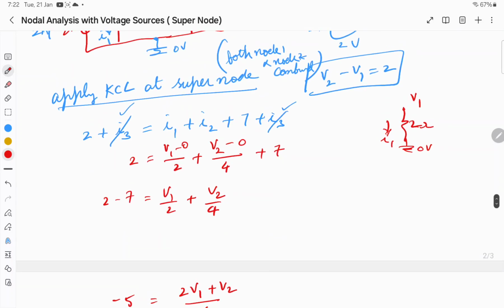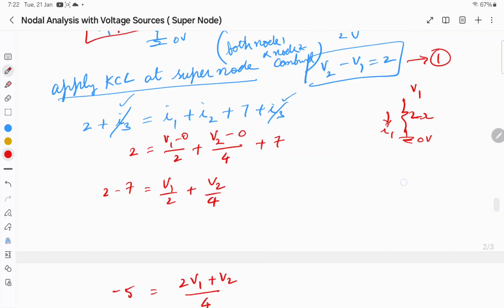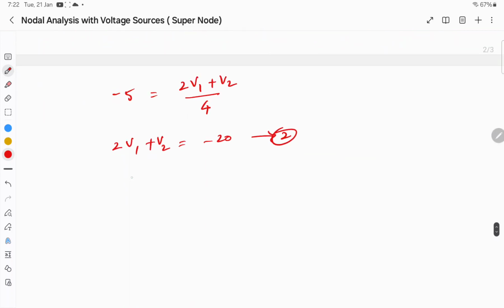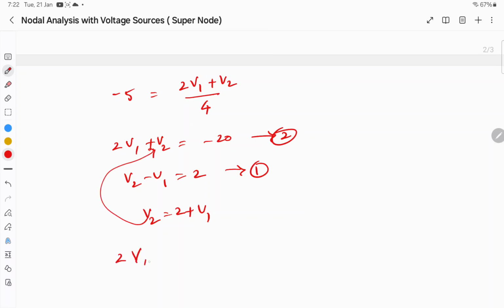So 2 equations, 2 unknowns. This is the equation 1, right? V2 minus V1 is equal to 2. By substitution, we can say V2 is going to be 2 plus V1. Plug the V2 here. So 2V1 plus, in place of V2, you put 2 plus V1, equal to minus 20.